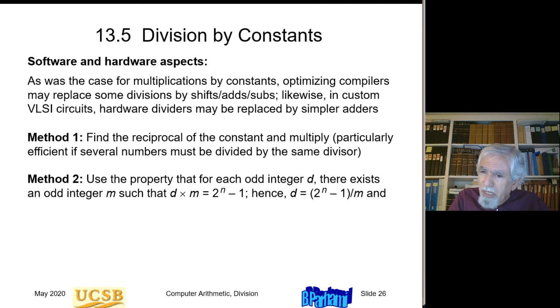Okay, so you give me an odd integer d, let's say d equal to 5. I'll give you m equal to 3, since 5 times 3 is 2 to the 4 minus 1. There is always such an m, okay? The theorem in number theory.